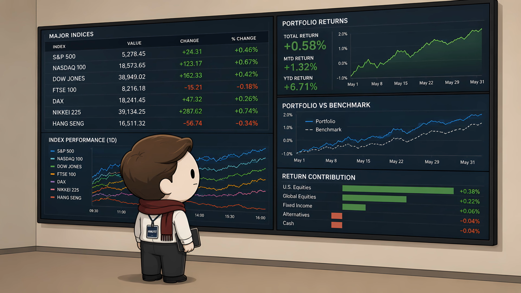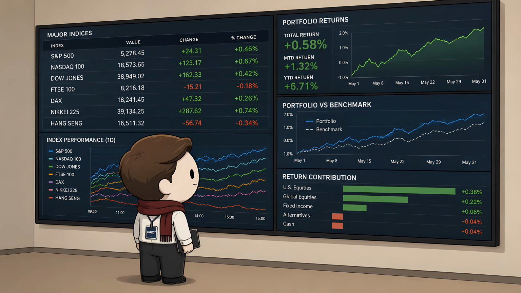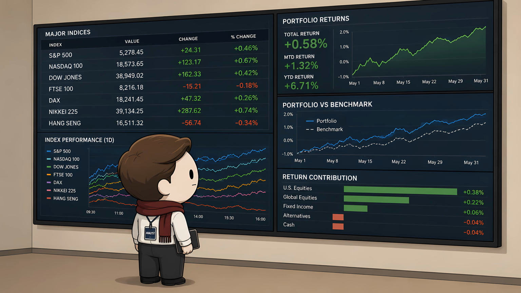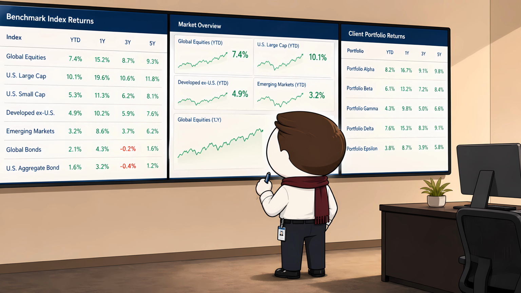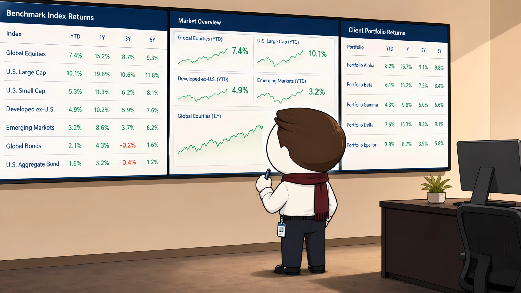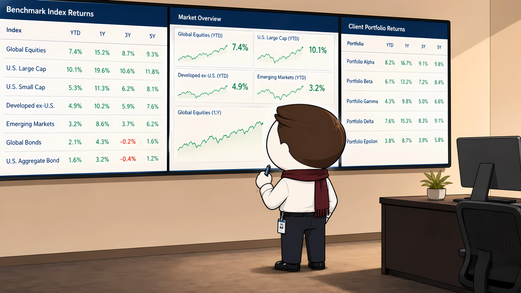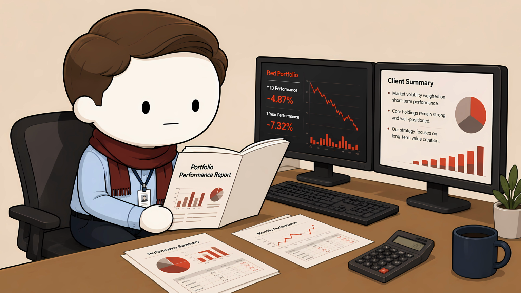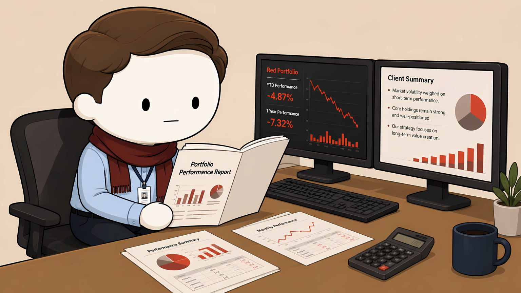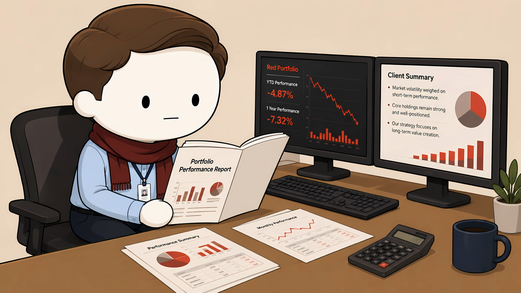At the screen wall with indices and returns, you read the market lines beside portfolio returns. You compare the index return to the client portfolio return on the screen wall. With the performance report still open, you understand numbers need translation before clients hear them.